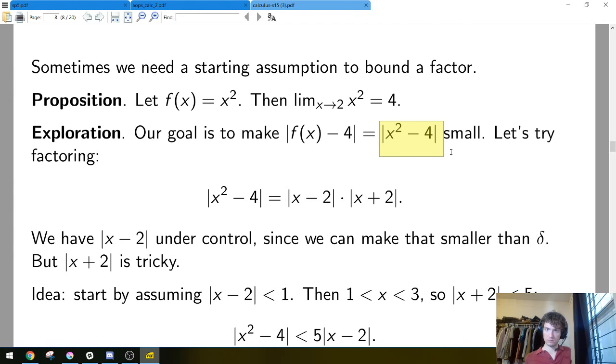I still do not believe I'm understanding our goal is to make insert equation small.